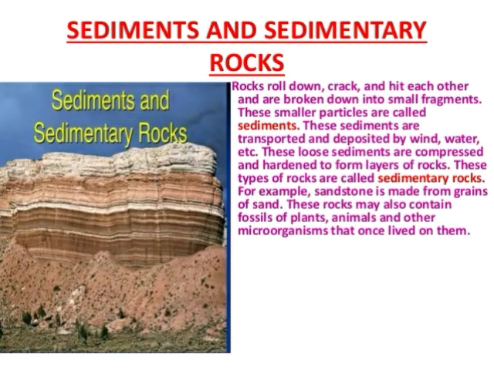Now, sediments and sedimentary rocks. Rocks roll down, crack and hit each other and are broken down into some fragments. These smaller particles are known as sediments. It means the smaller particles, broken down pieces of the rocks, are known as sediments, and these sediments are transported by different means like wind, water, etc. And when they compress and harden, they form layers of rocks, and these are known as sedimentary rocks. For example, sandstone.